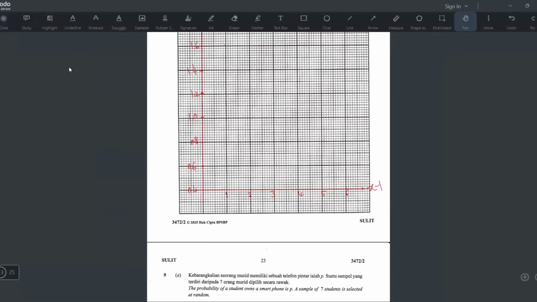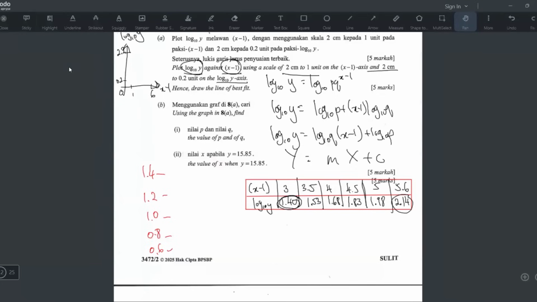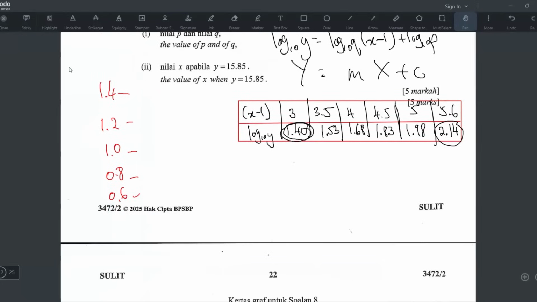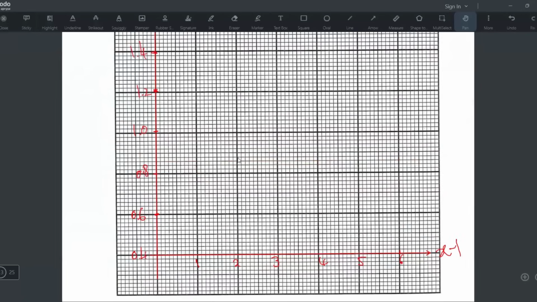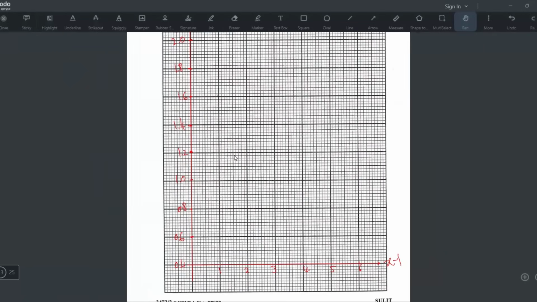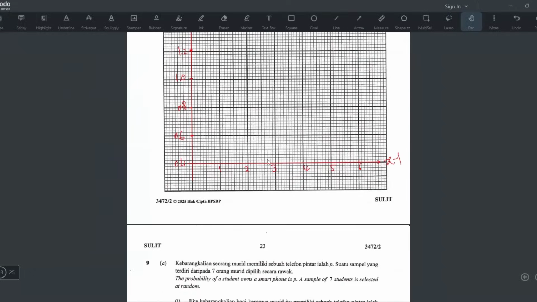Okay. Yeah. So I think I can start plotting now. So let's plot the first point. 3, 1.40. So just go to 3 and then cari 1.4 lah. Okay, this is an easy point to plot. It's just here. 3 is here, 1.4 is here. So that's your first point done. Okay, now for the next point, what is it? Wait. 3. Yeah, betul lah.